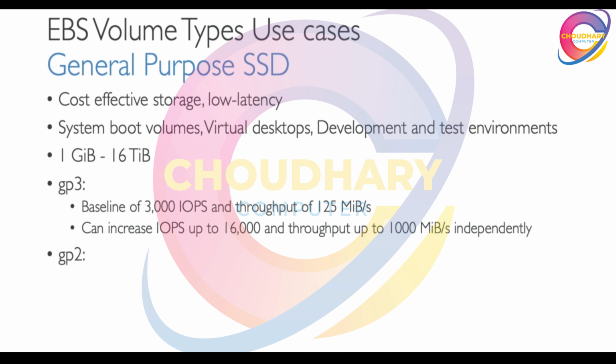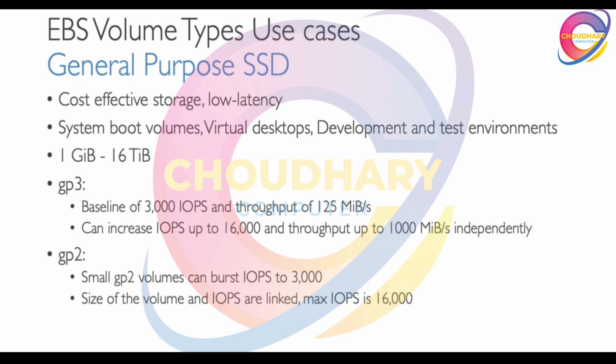For GP2, this is the older version. Small GP2 volumes can burst up to 3,000 IOPS, and then the size of the volume and the IOPS are linked. That means that if you increase the number of gigabytes on your volume, then you're going to get 3 more IOPS per gigabyte, up to 16,000 IOPS. And so that means that if you have 5,334 gigabytes, then you will have 16,000 IOPS and you'll max it out.